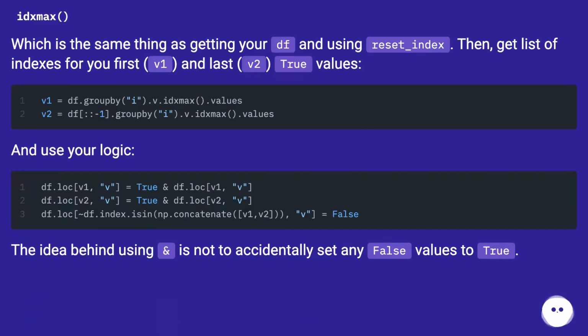idxmax, which is the same thing as getting your DF and using reset_index. Then, get a list of indexes for your first, v1, and last, v2, true values. And use your logic. The idea behind using AND is not to accidentally set any false values to true. Result.